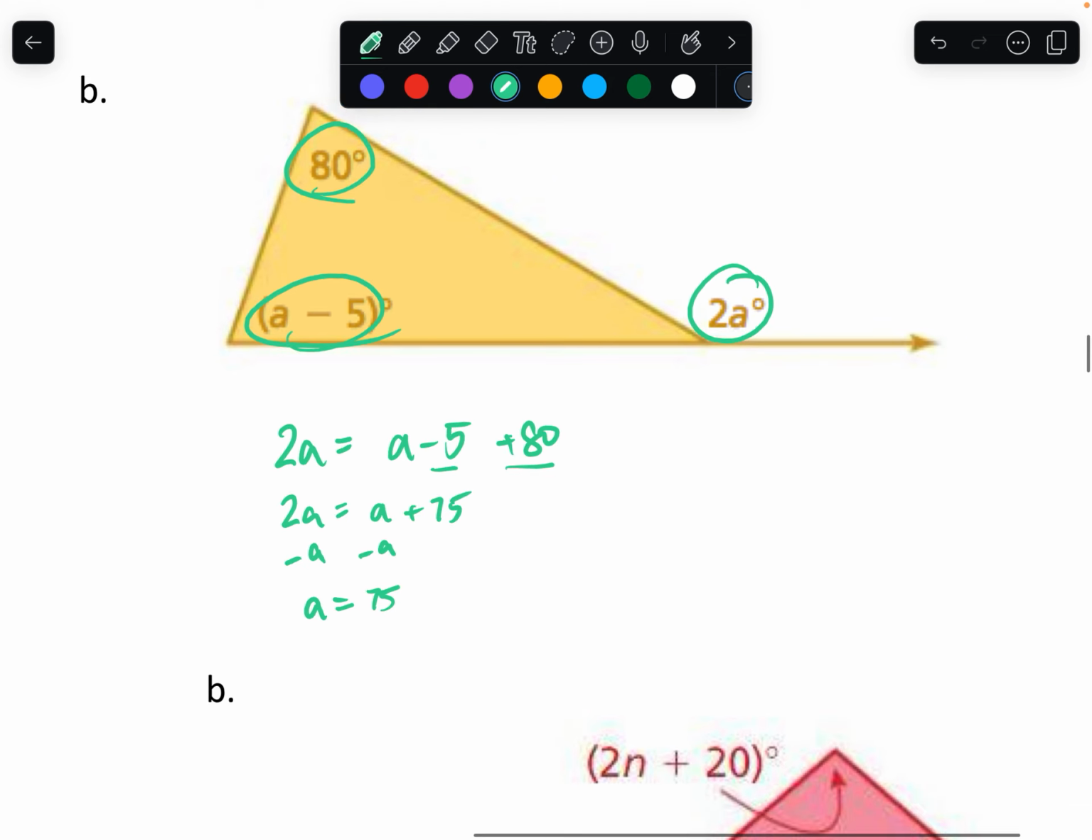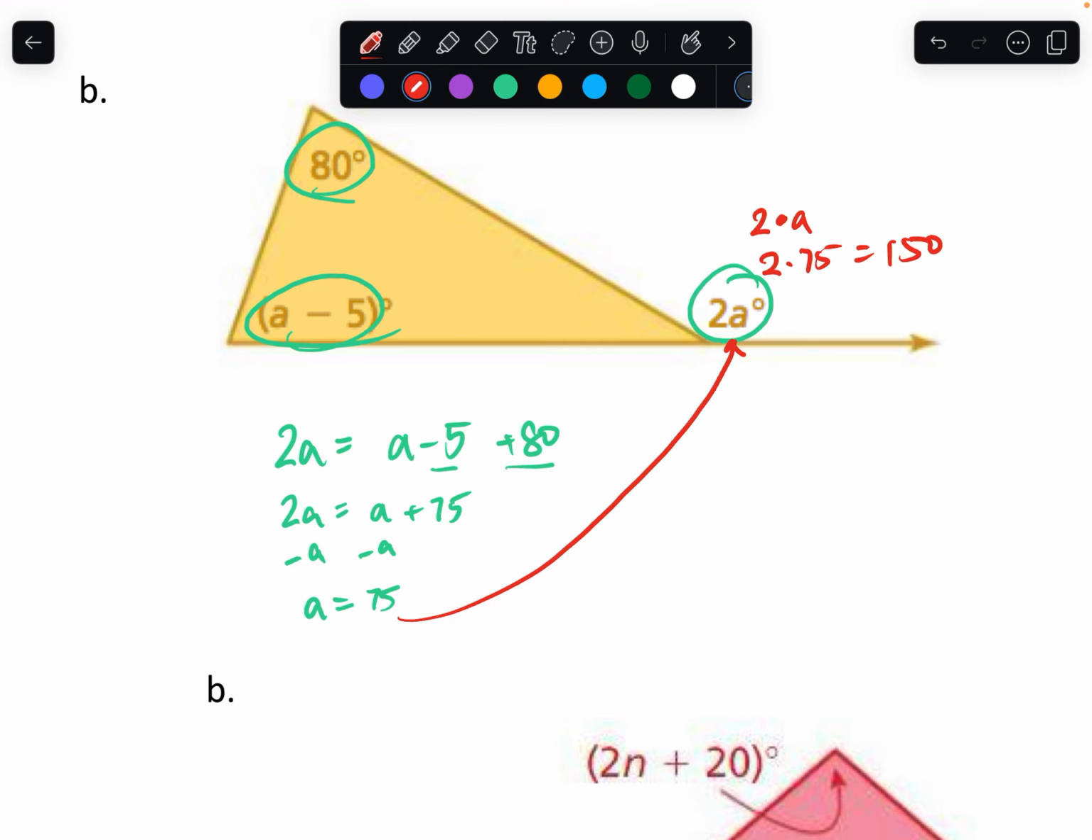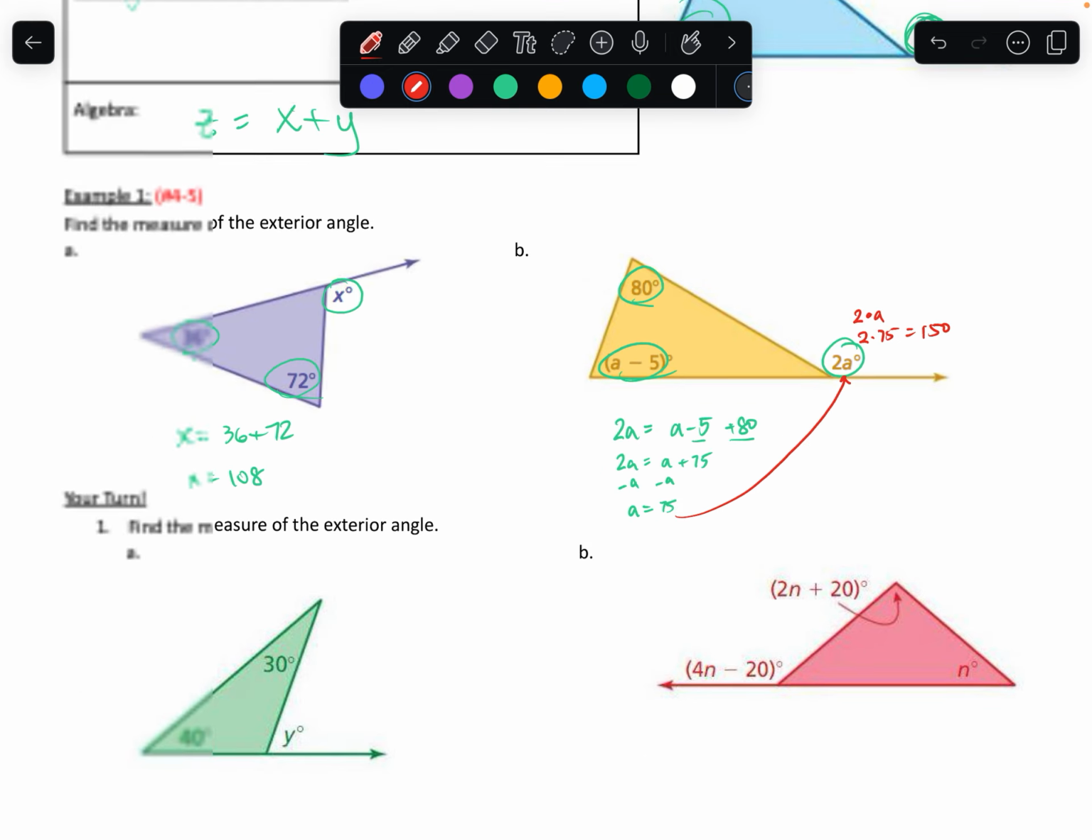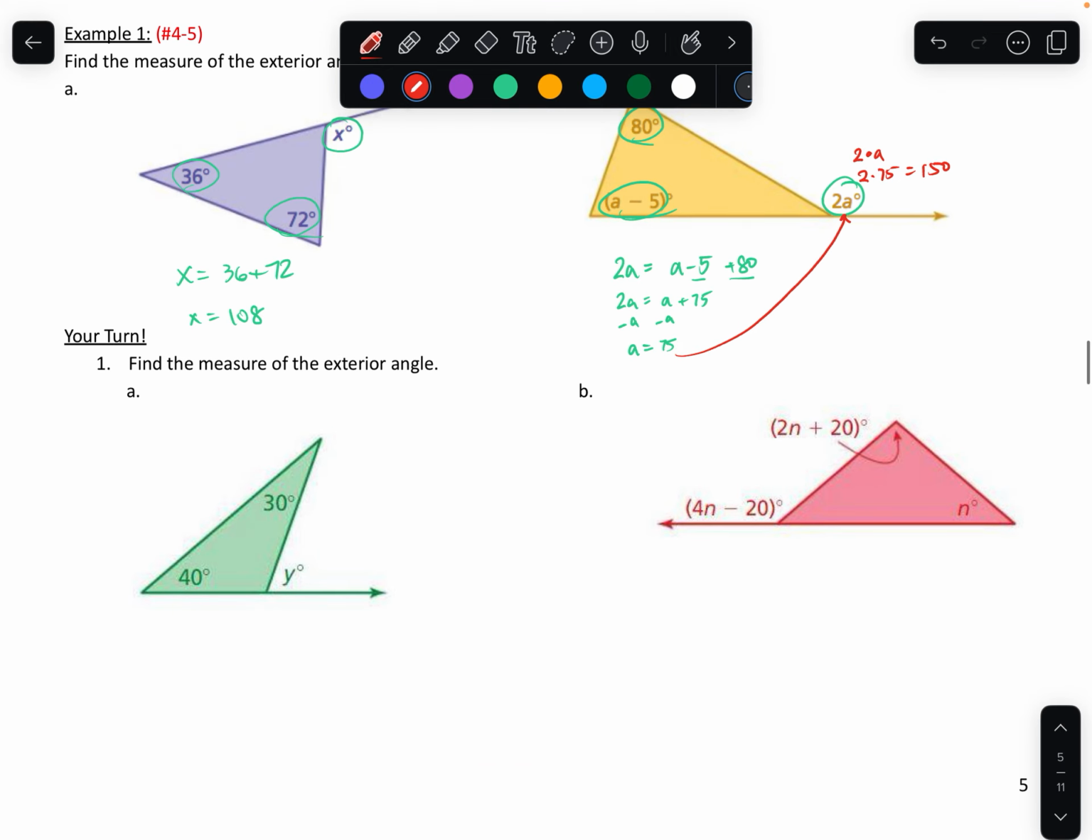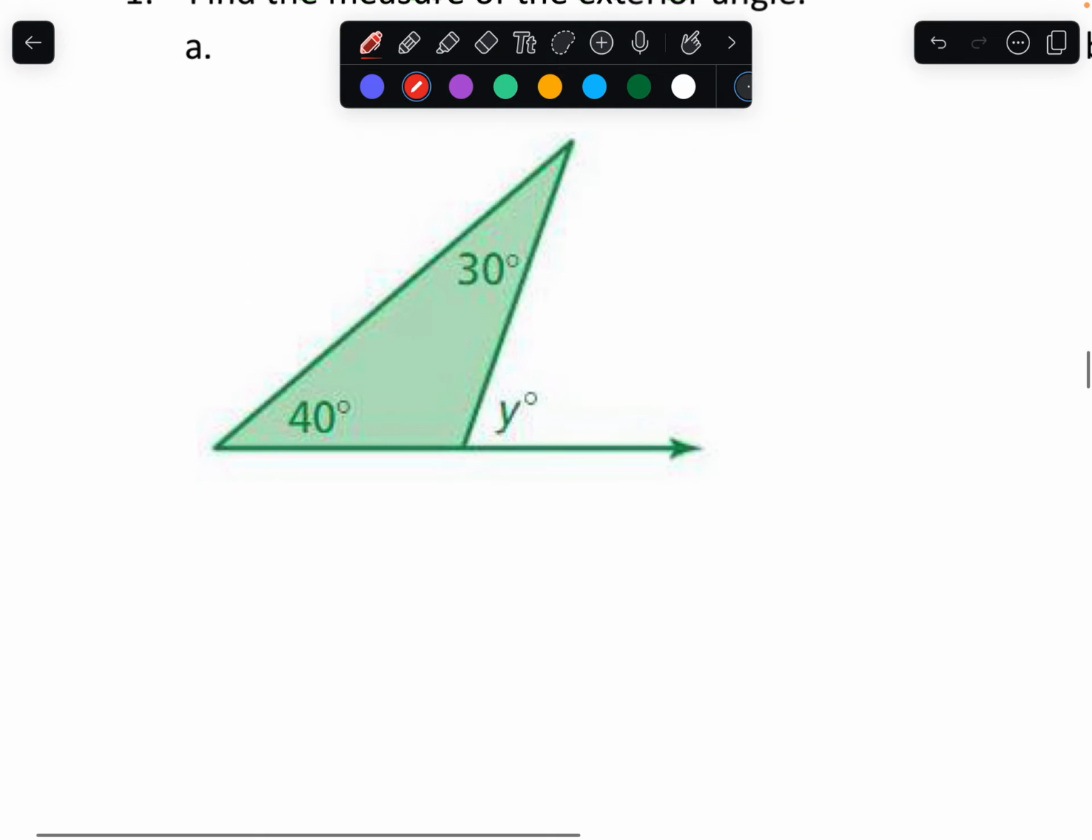Okay, take a look at this one. Here is your exterior angle. It's equal to this plus this. So I have 4n minus 20 equals, right, the exterior angle is equal to 2n plus 20 plus n. Let's combine all of my like terms. 4n minus 20 equals how many n's? I have 3n plus 20.